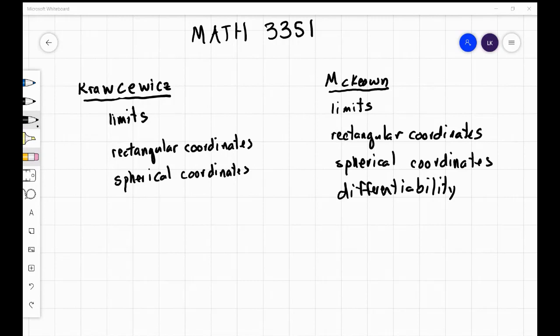Okay, so I thought about just starting with limits. And here we're just looking at functions of two variables to learn some lessons about limits and multivariable calculus.